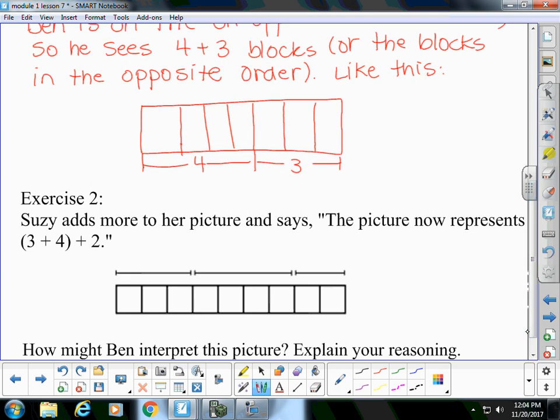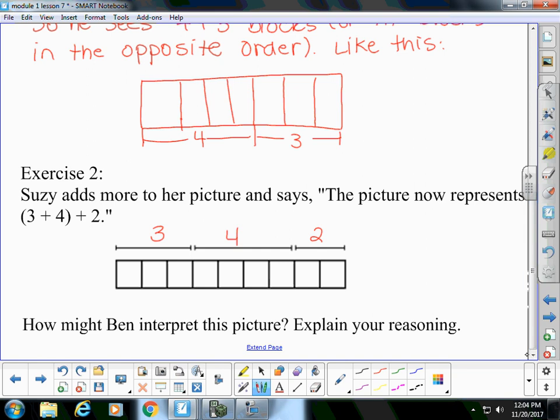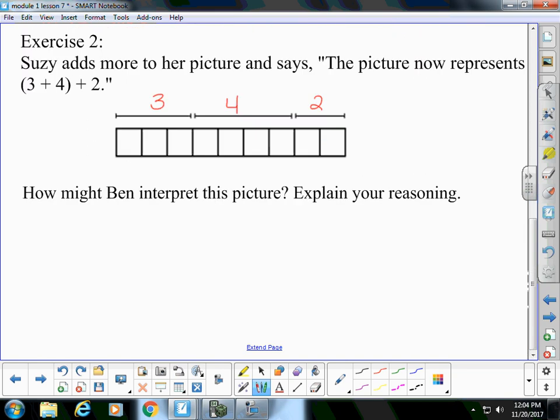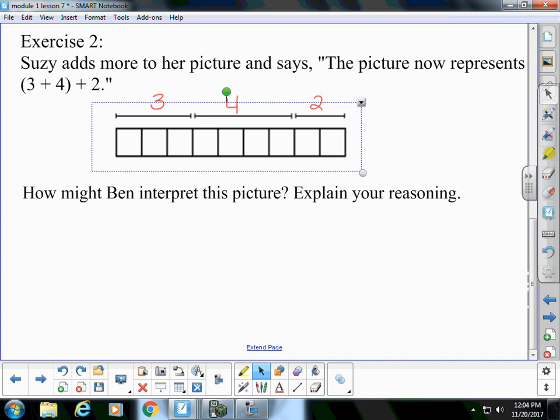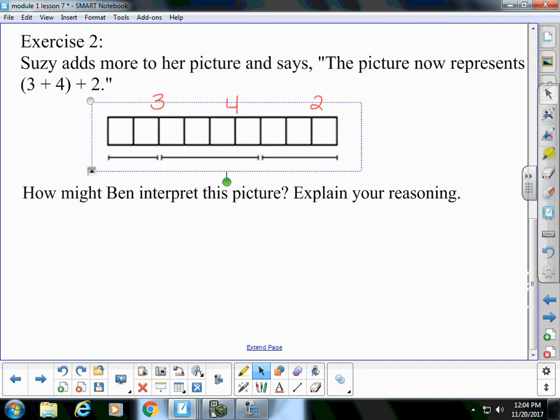Okay, Susie adds more to her picture. The picture now represents 3 plus 4. That was the original picture. And now she adds 2 more on to the end of it. How might Ben interpret this picture? So again, I think he's still going to see the picture in the reverse order. He's going to see it like this, which he's going to see the 4 plus 3, but he's going to add the 2 on the front of it. Okay? He's going to see it in the reverse order.